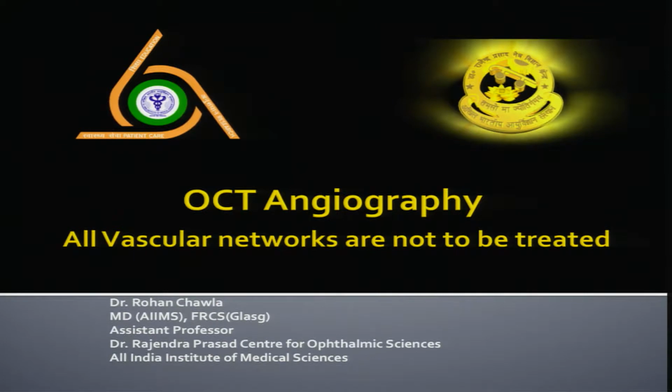So I'll be dealing with OCT angiography. OCT angiography gives us images about the vascularity of the retina and the choroid. In that, we'll just discuss a few situations where we feel that the vascular networks detected by this technology, are they actually there or not, and whether we should be treating all of them or not.